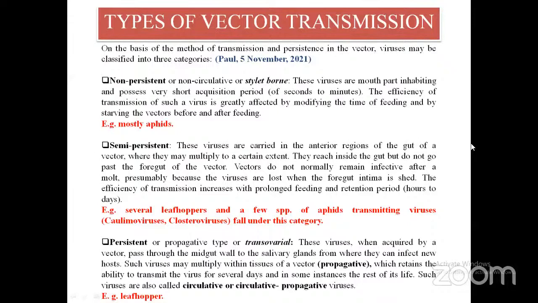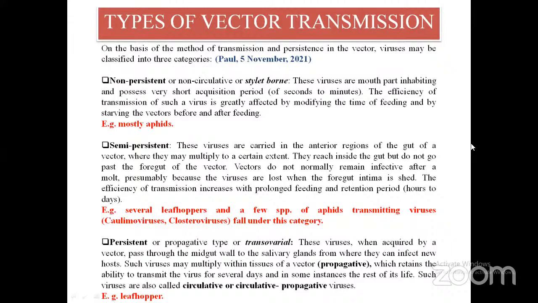These viruses, when acquired by a vector, pass through the midgut wall to the salivary glands, from where they can infect new hosts. Such viruses may multiply within tissues of a vector. In that case, we will call them propagative, because they are propagating inside the insect's body, which retain the ability to transmit the viruses for several days, and in some instances, the rest of its life. Such viruses are called circulative or circulative propagative.